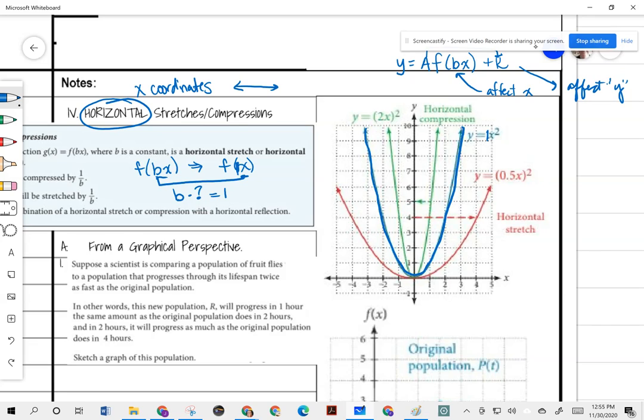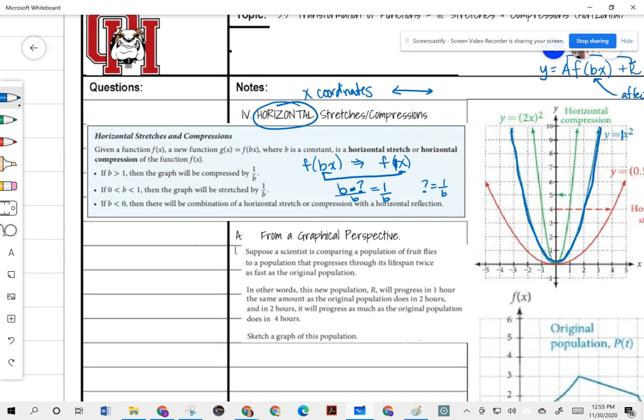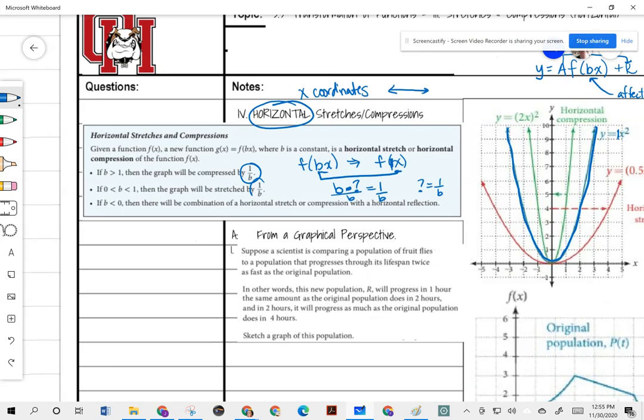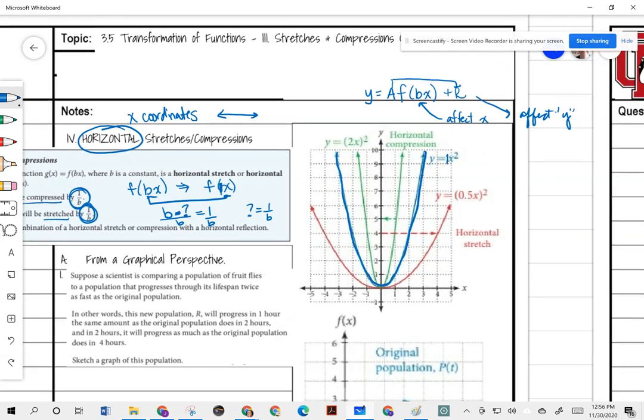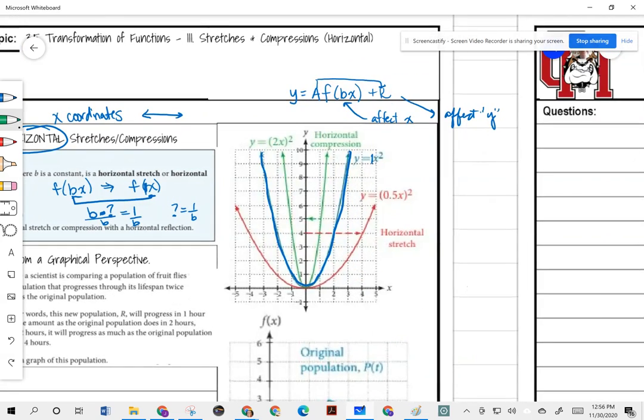So in order to figure out what we are multiplying by, well, we would divide both sides by b, and then that is what is going to tell us what we multiply by. So we are going to be multiplying by 1 over b. And then, of course, if the b value is bigger than 1, then it's compressed. If the b value is a fraction, it's going to be stretched, because when you multiply by the reciprocal, that's what makes it either bigger than 1 or less than 1.